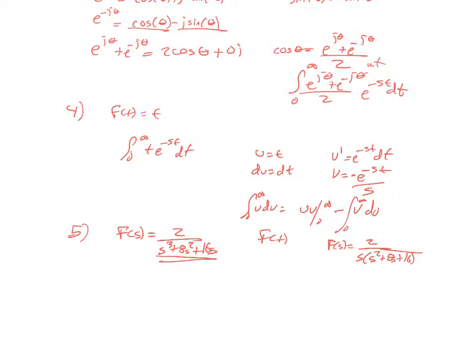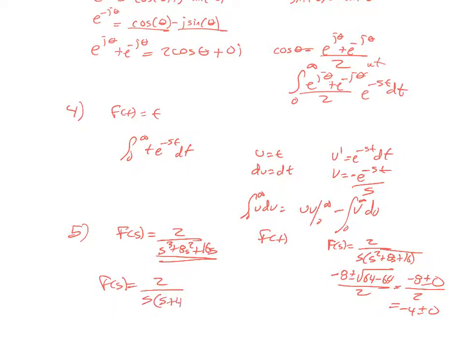I have something now that may or may not be obvious to you, so you do the quadratic equation. Right? So my F of s becomes 2 over s times, you've got 2 roots at s equals minus 4, so that is a square, right? How do you do partial fraction expansion there?